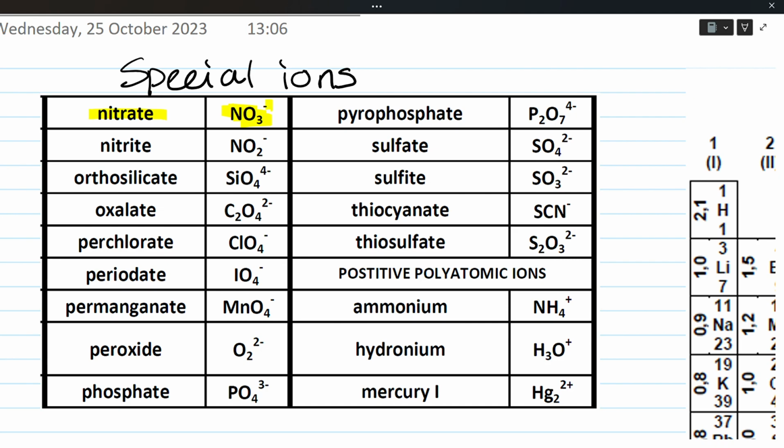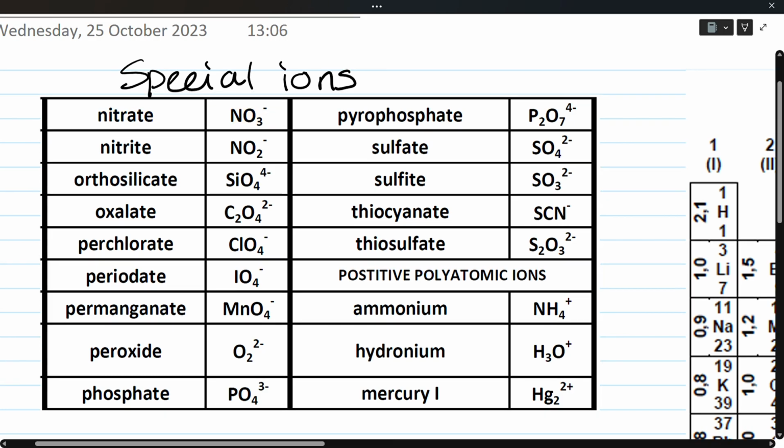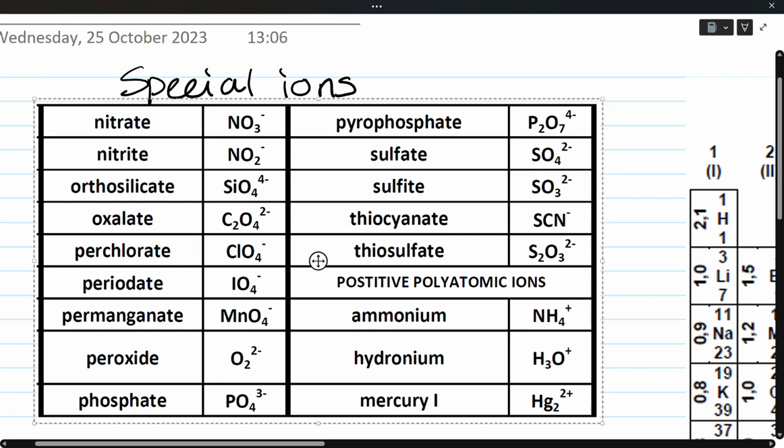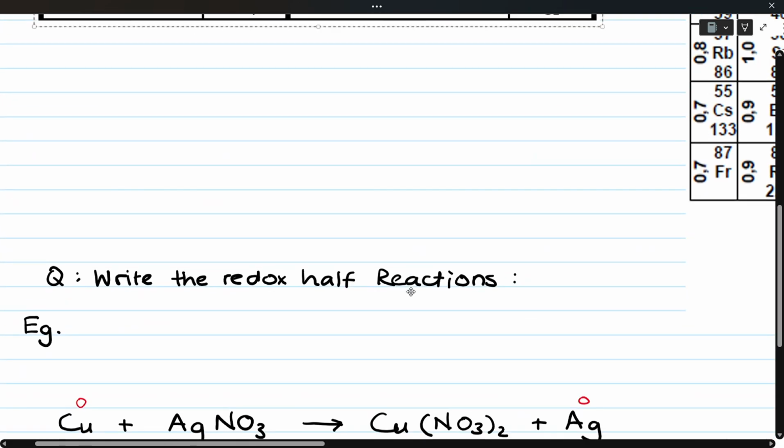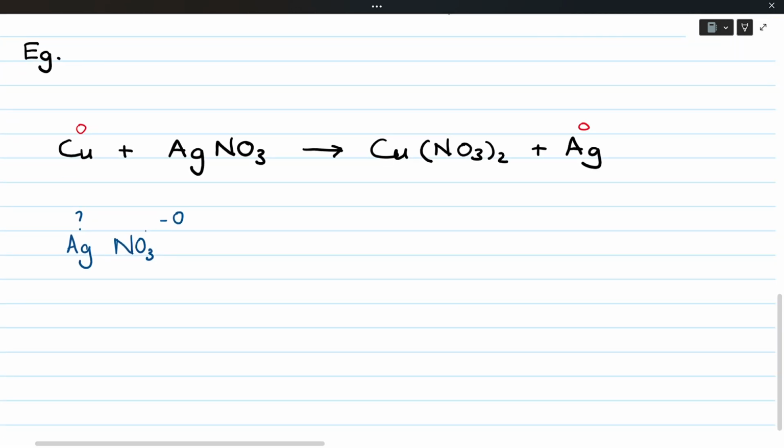Where am I getting -1? From the table, right? It's a special ion. So from the table I know that NO3 has a charge of -1. So I'm going to go ahead and write -1 above it. Right? I don't know what silver is, so I'm just going to leave that with a question mark. But I know if I add the question mark and the -1, I need to get an answer of 0.